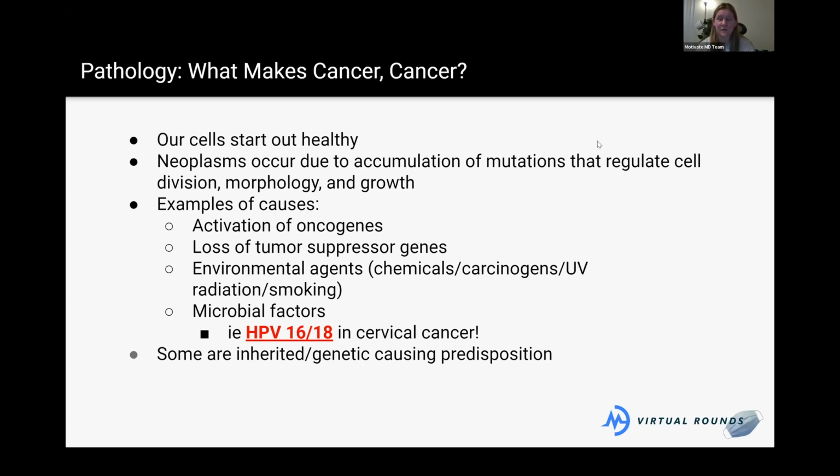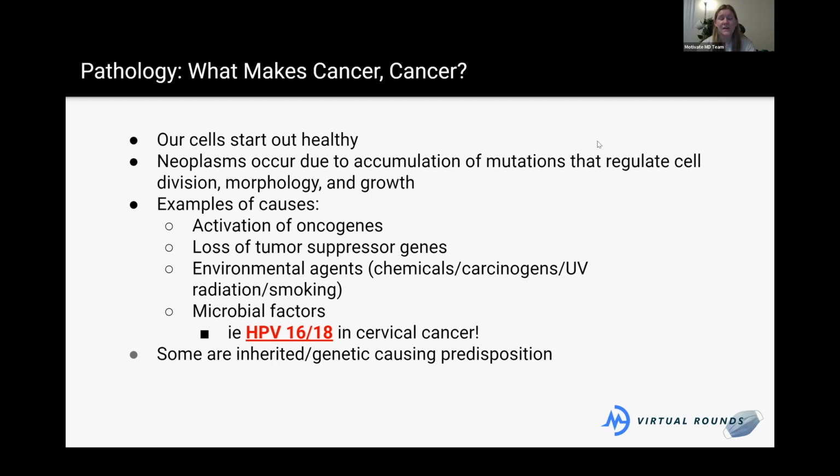So those types of things that are really harsh on cells and can cause mutations from the environment. And then also microbial factors. So certain viruses, because viruses replicate inside our own cells and they sometimes integrate themselves into our own DNA in order to achieve replication, can alter our DNA and make them prone to mutations that can cause cancer.